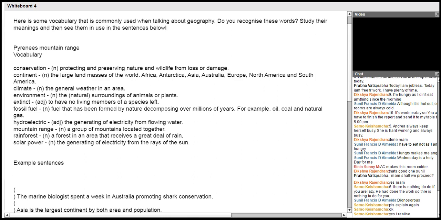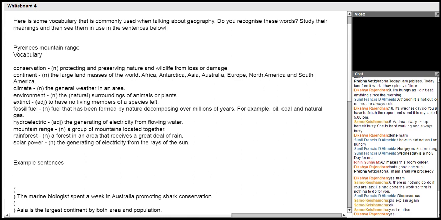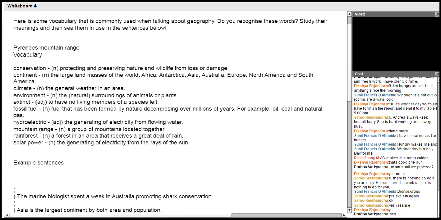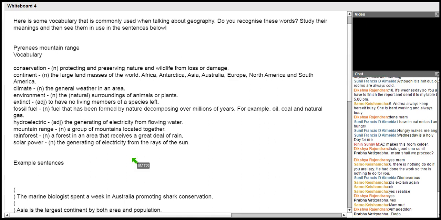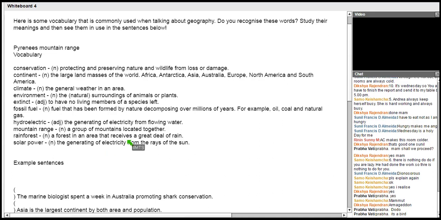Is it clear to everyone? Can you give me an example of an extinct species of plant or animal? The spelling of mammoth is wrong. What else? Everyone needs to cite one example.